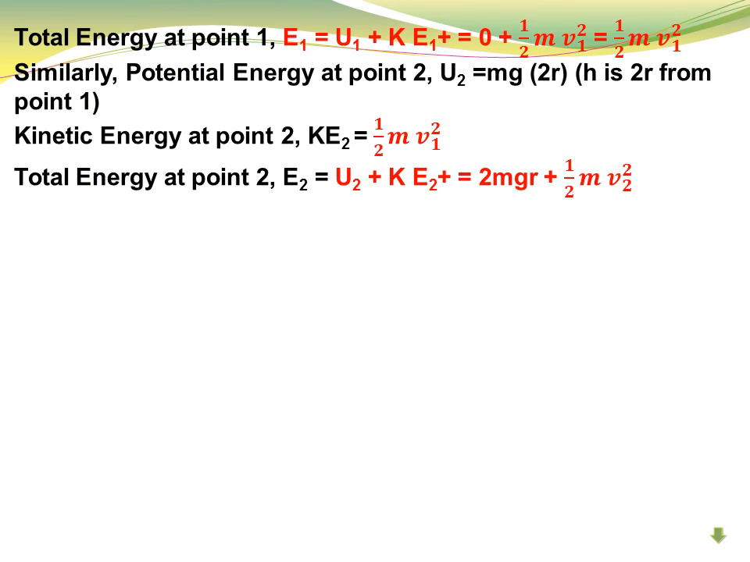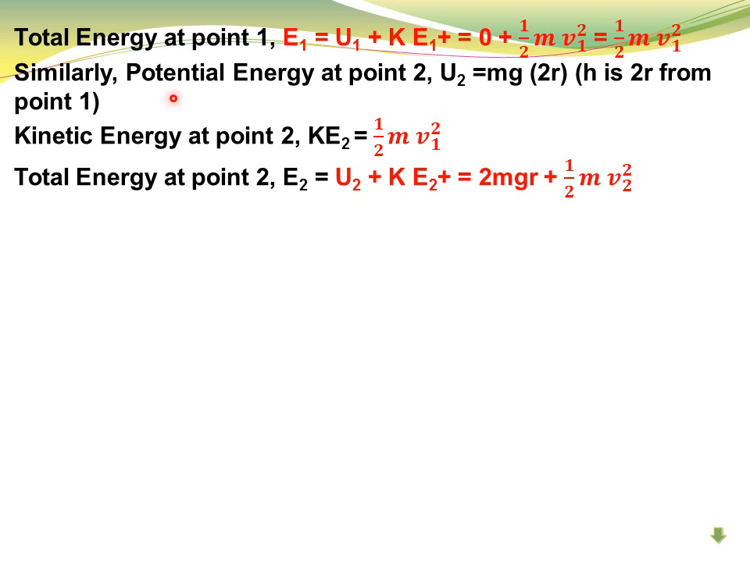Now the total energy at point 1, that is E1, is equal to U1 plus KE1, which is equal to 0 plus 1/2 m v1 squared. Because the potential energy is 0, we have only the kinetic energy, 1/2 m v1 squared, which is the total energy at point 1.